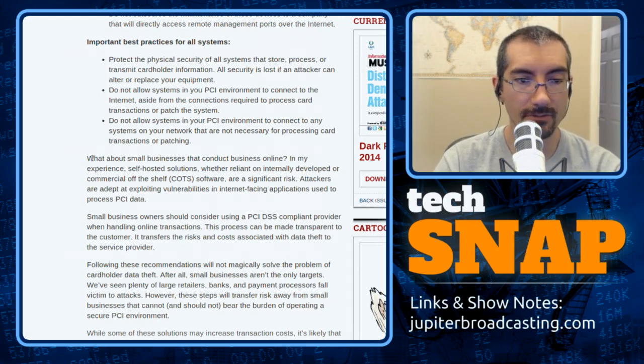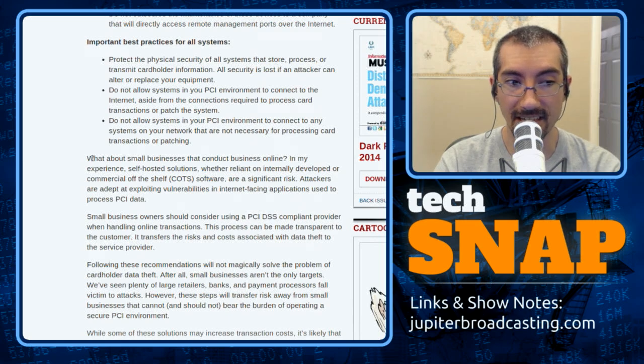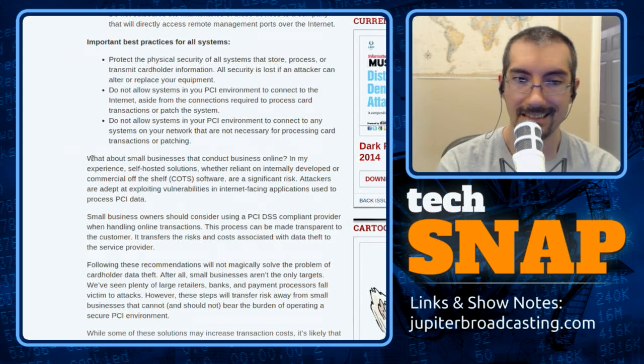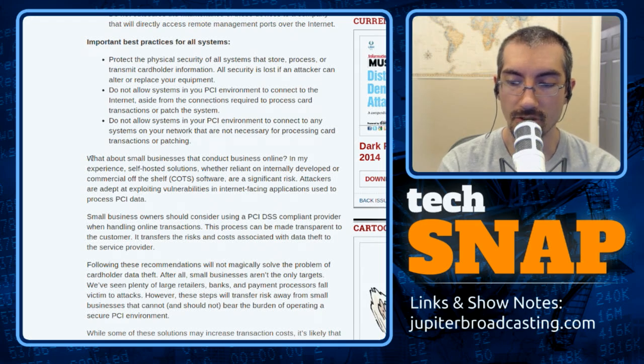Do not allow systems in your PCI environment to connect to the internet aside from any connections required to process the credit card transactions or patch the system. Right? So you could configure the firewall so it can only connect out to your payment processor and Windows Update and nothing else. Right?